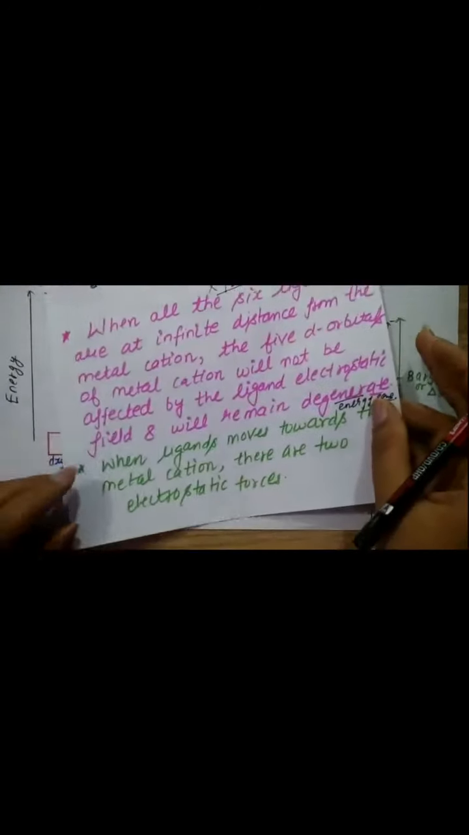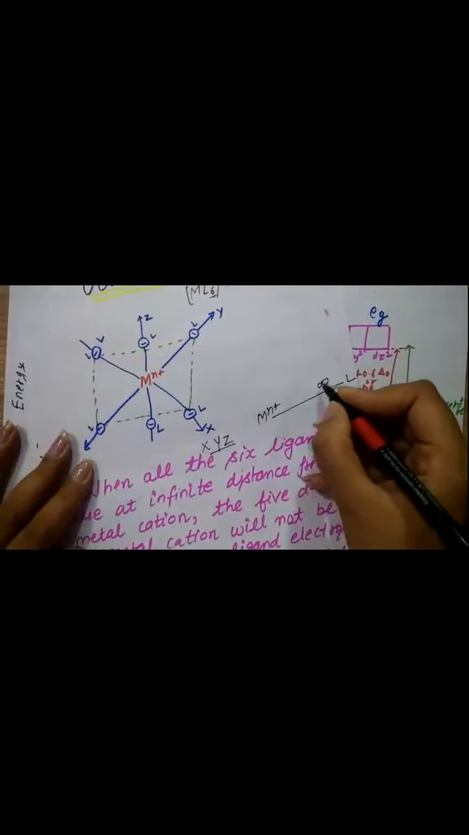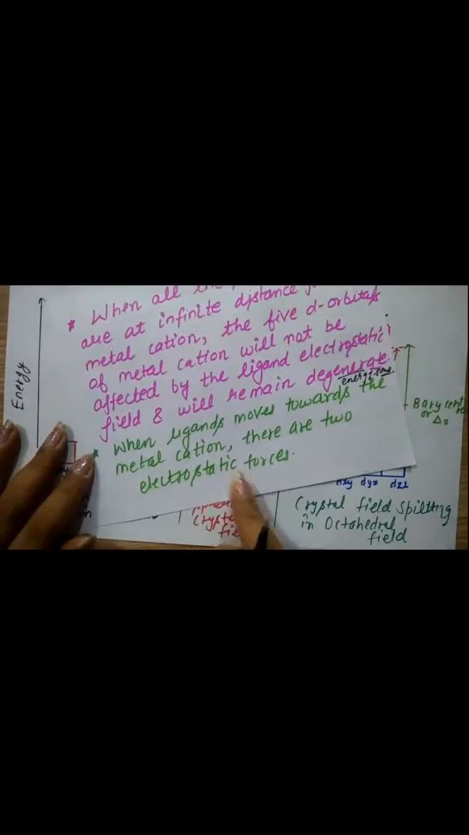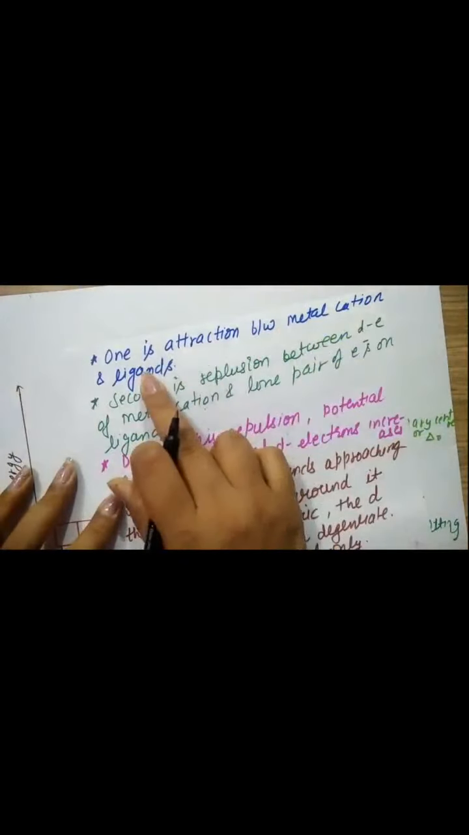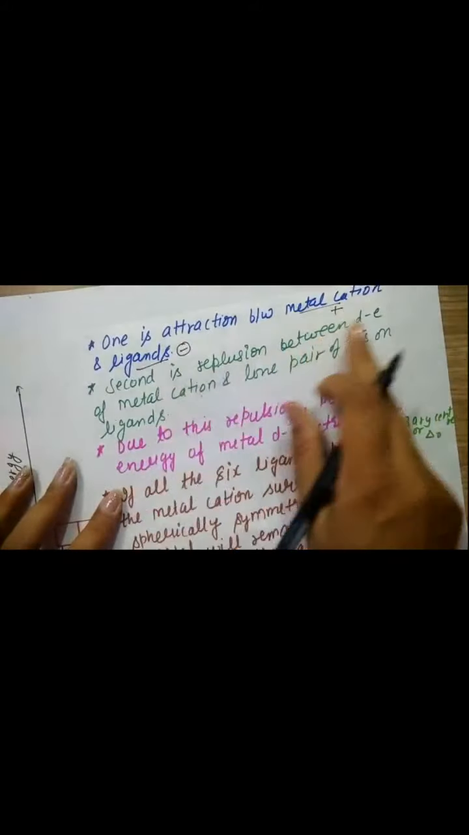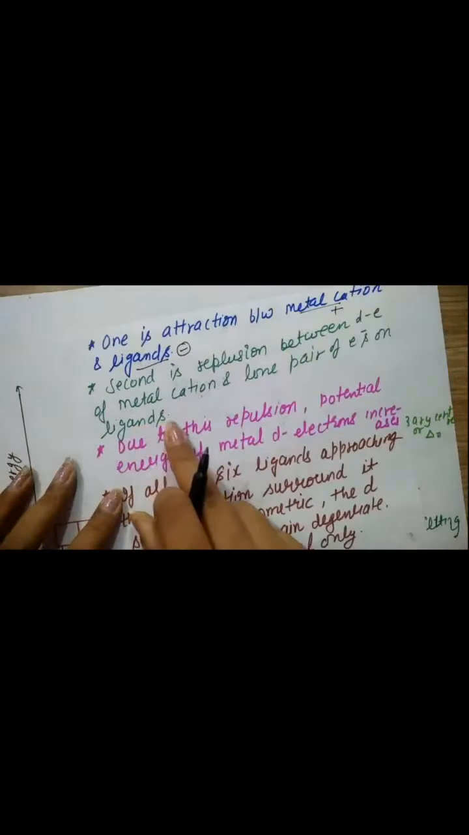Now, when these ligands move toward the metal cation, there are two electrostatic forces. One is attraction between the metal cation and the ligand. The metal cation is positively charged and the ligand is negatively charged, so there will be attraction between them. Second is repulsion between the d electrons of the metal cation and the lone pair of electrons on the ligand. This is repulsion.